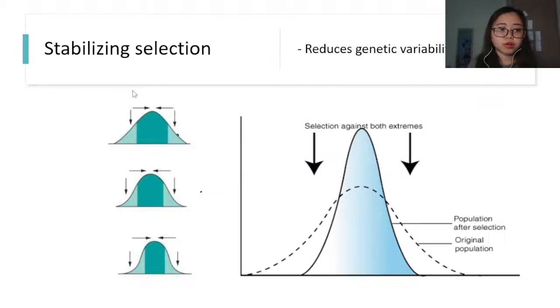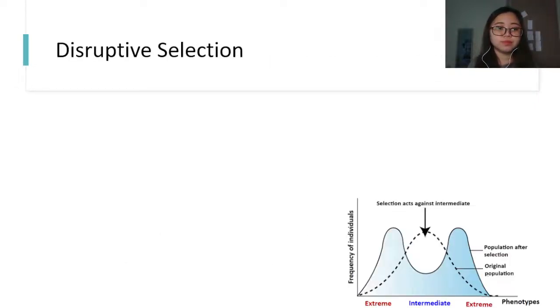We are going to start with a population like this. Eventually, the variability will go down. Your graph becomes higher and narrower. Stabilizing selection, once again, reduces genetic variability. All right, so I'm going to move on to the second type of natural selection, which is disruptive selection.